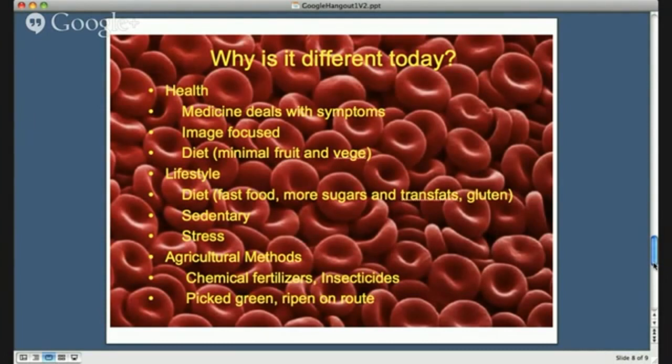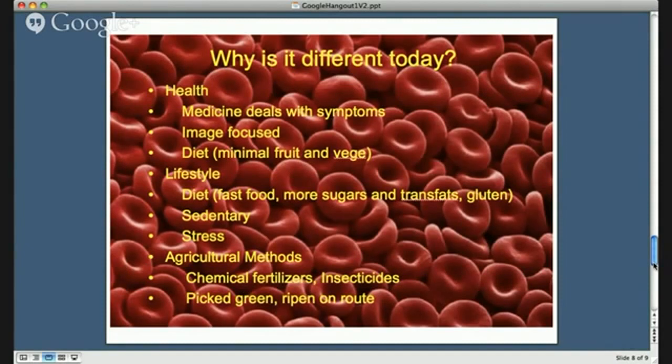But if we look deeper, health is also about our image. So we exercise for our image. When it comes to diet, our diet is really skewed. It's more skewed away from fruits and veggies and more towards maybe carbs and proteins. But from a lifestyle point of view, our diet is also about fast foods, sugars, trans fats, and even gluten, which I won't go into now.